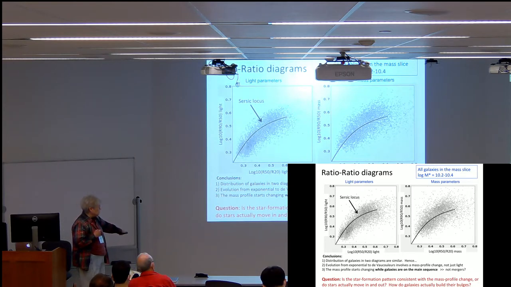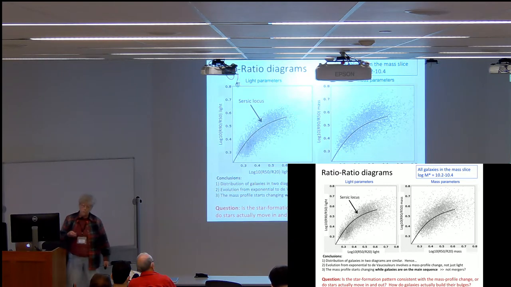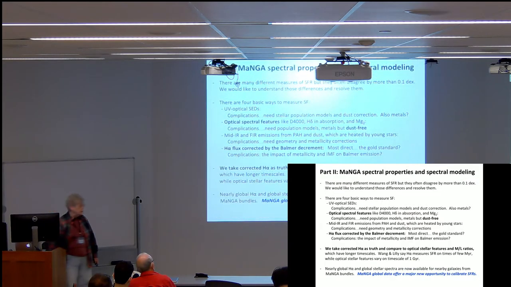Is the star formation pattern that we see in galaxies over time consistent with these mass profile changes? Or do stars actually have to move in and out in order to produce a de Vaucouleurs profile? In other words, really, how do galaxies actually build their bulges? And thanks to this wonderful work by Arjun and new data from JWST, I think we're really going to be able to answer that question. Okay, let me move to part two.